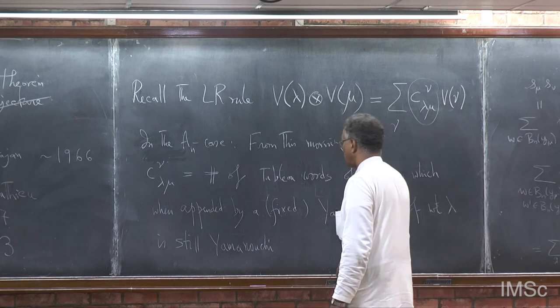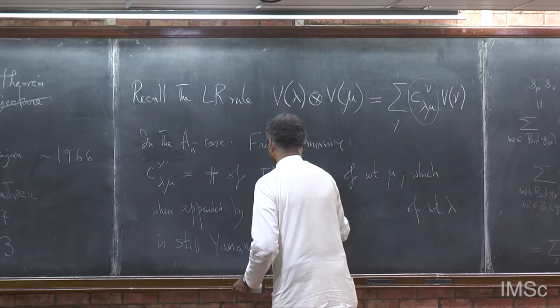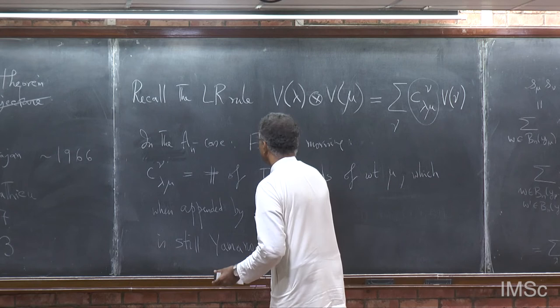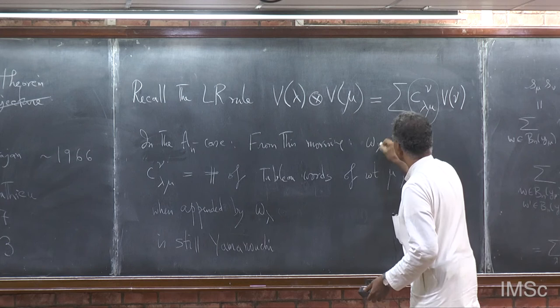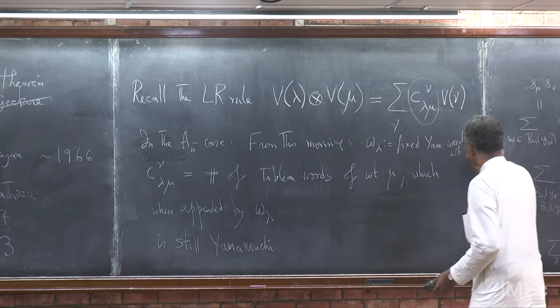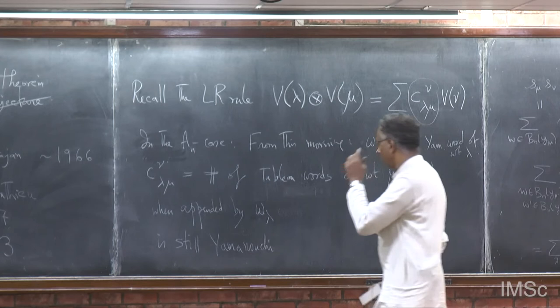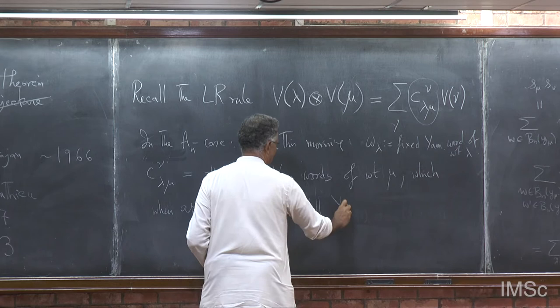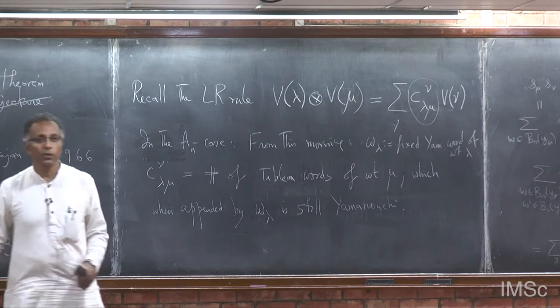Okay, so maybe this fixed one I'll put in the beginning because this is fixed across the construction. So let's take W lambda, which is equal to a fixed Yamanouchi word of weight lambda. So I fix a Yamanouchi word of weight lambda and then look at all tableau words of weight mu which, when appended by this fixed one, is still Yamanouchi. I hope I got this right. Did I? Rajendra, is this okay?